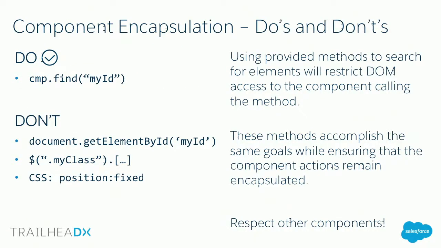Okay, last thing about component encapsulation. Just some quick examples here. You want to use the framework-provided methods to do your DOM manipulation and retrieving and setting of components. So do component.find. Try not to use document.getElementById, or jQuery selectors. Again, this selects the entire DOM, and it could select another component that you have no control over. Lastly, CSS. We have a set of rules for CSS that you can check out on the Lightning developer page, and it tells you which CSS directives you shouldn't use. So remember to respect other components.